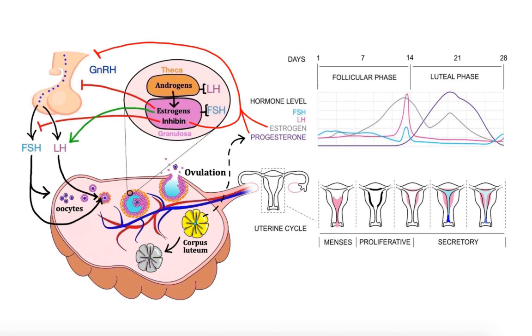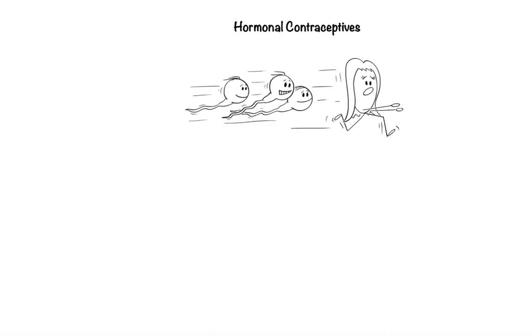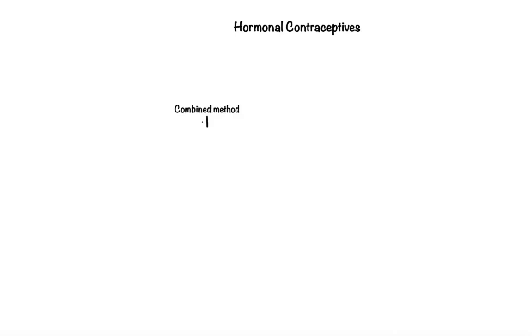Now that we covered the menstrual cycle, let's move on to the second part of this lecture, that is the pharmacology of hormonal contraceptives. So hormonal contraception refers to birth control methods that act on the endocrine system of the female to prevent ovulation or fertilization. There are two main types of hormonal contraceptives. First is the so-called combined method, which contains synthetic forms of both estrogen and progesterone. And the second is the progestin-only method, which contains only progestin, that is, a synthetic version of progesterone.